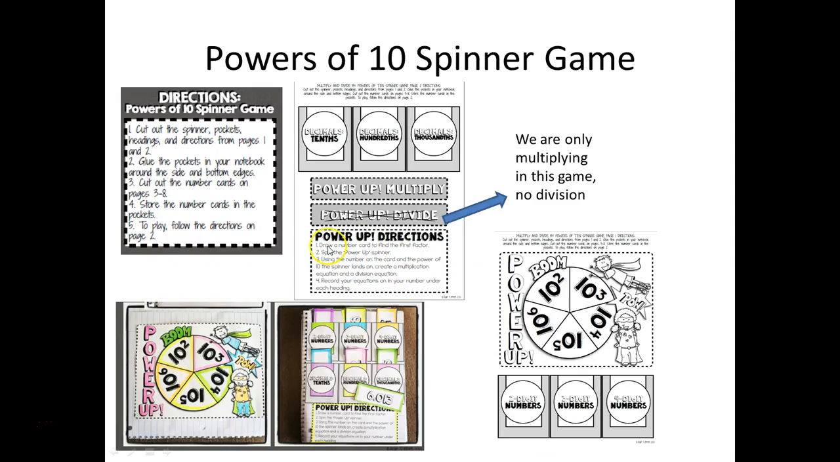Okay, let's look at our directions. Draw a number card to find the first factor. Then you're going to spin your Power Up spinner. Using the number on the card and the power of 10 the spinner lands on, create a multiplication equation and a division equation. Now this is very important. You need to listen here. We are only multiplying in this game. We are not doing division. So when you get those directions, I want you to cross that part out. Record your equations in your notebook under each heading.